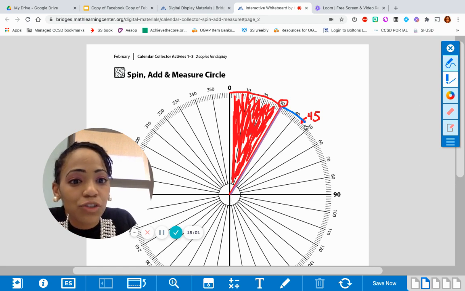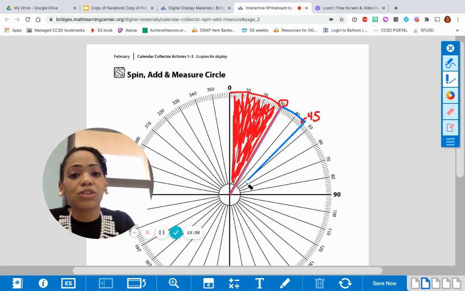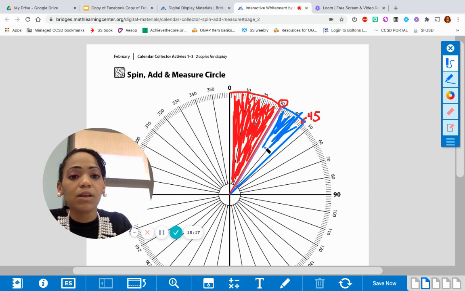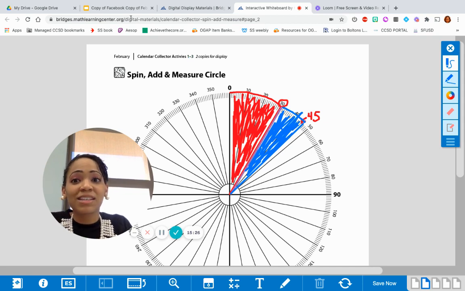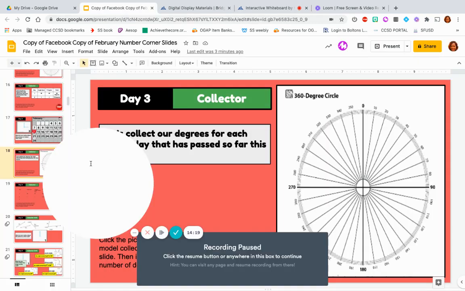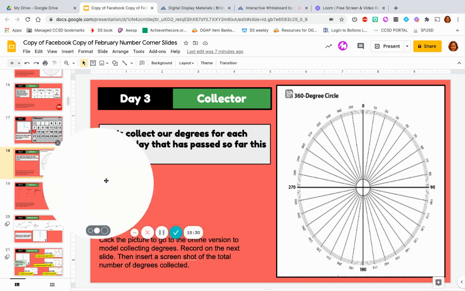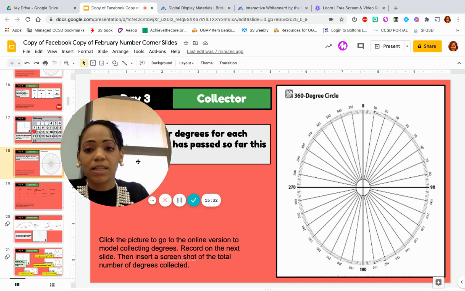And I'm going to use my straight line. Otherwise, if I were using it on paper, I would use a straight edge to make an angle from the center point to where it shows me what angle I'm at. So now, what angle are we at? How many degrees have we collected thus far? Yeah, 46 degrees. So I'm going to record that on my recording sheet very quickly.